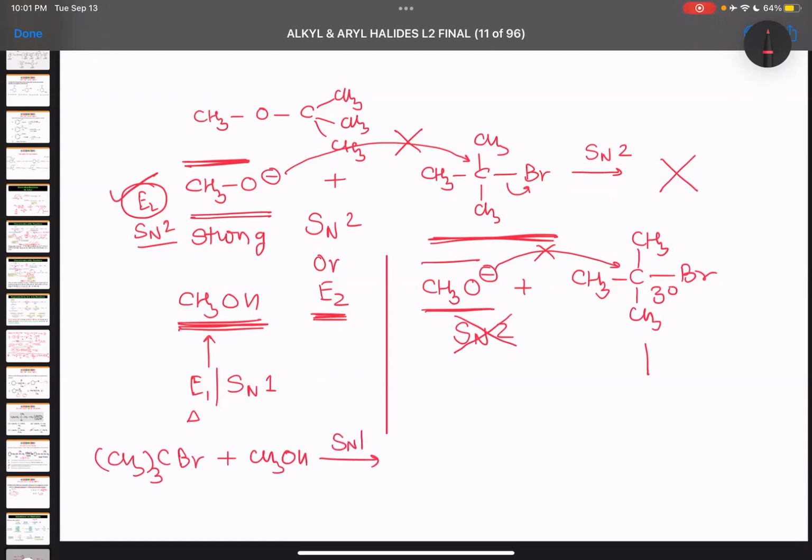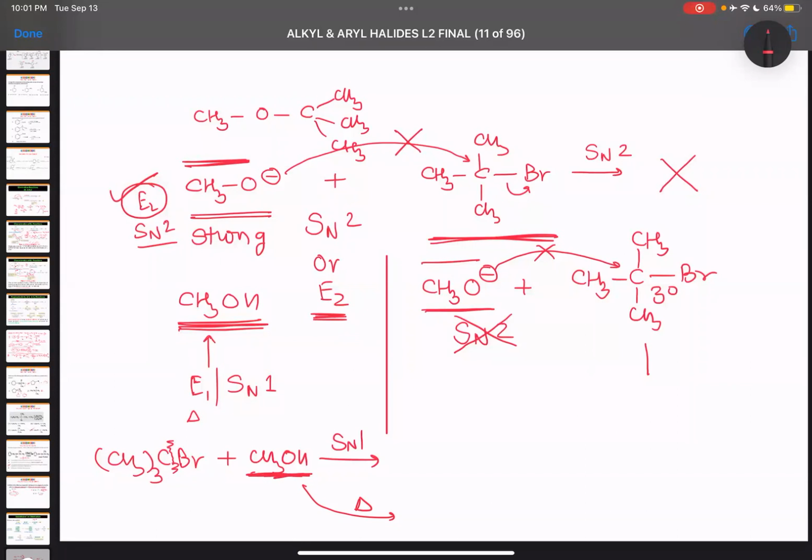And definitely SN1. You are not forcing this. This is relaxed. This is neutral. This is not going and attacking. So what will happen? Sir, then why won't E1 happen? In that case, why won't E1 happen, sir? E1 will also happen if you would have taken heat, because elimination requires heat.